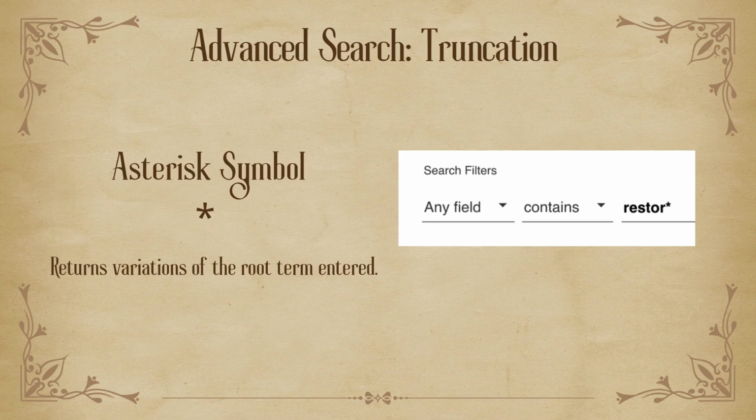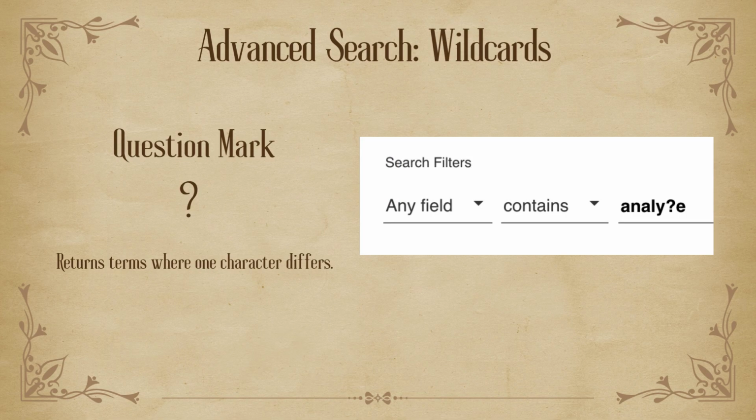The next online search technique is truncation, which enables researchers to use the asterisk symbol as a means of retrieving results that include variations of a root word. For example, searching RESTOR asterisk will return results for restore, restorers, restoring, and restoration.